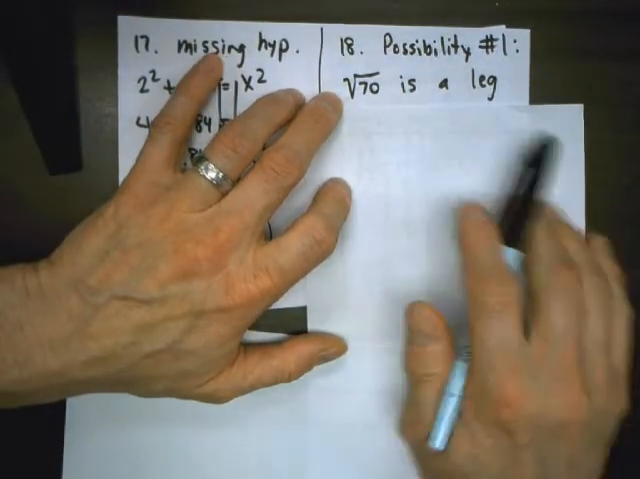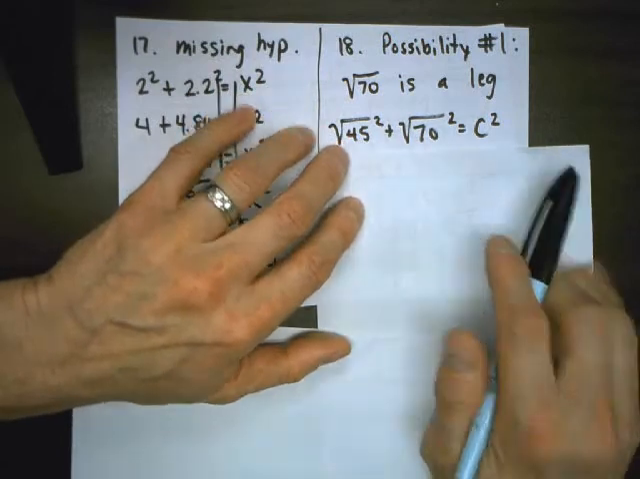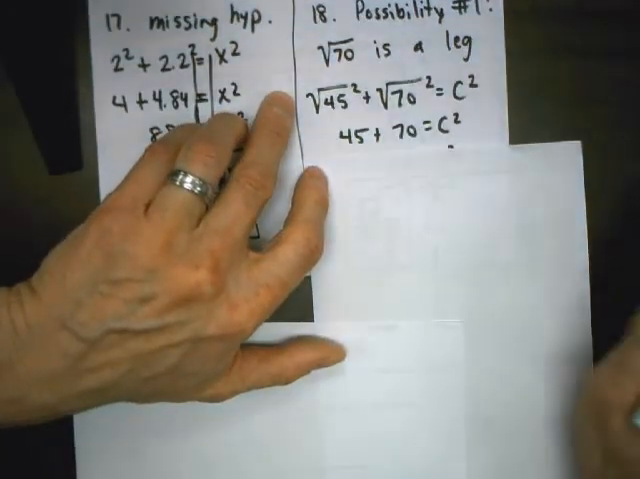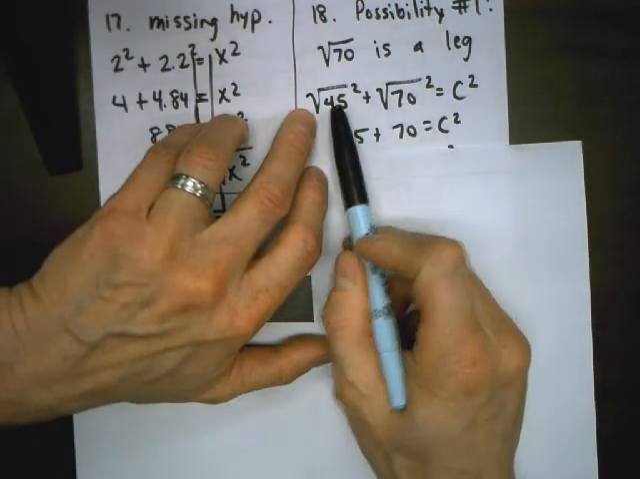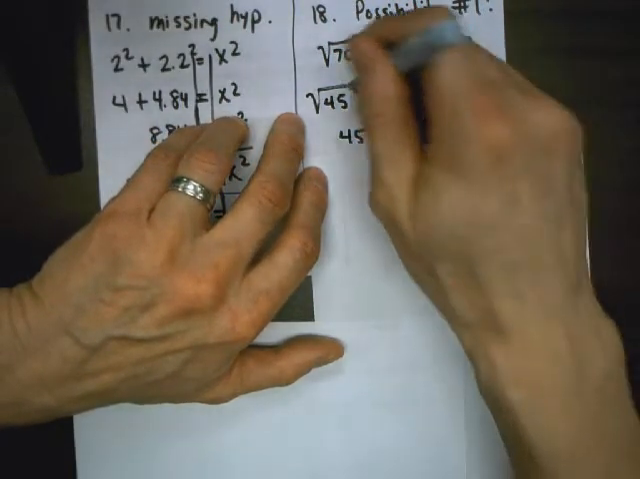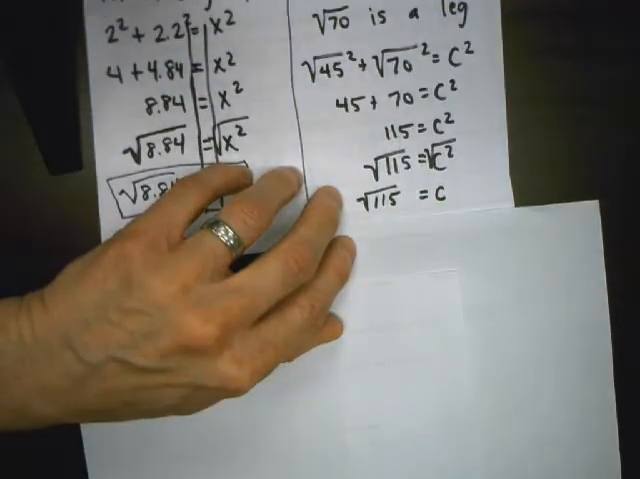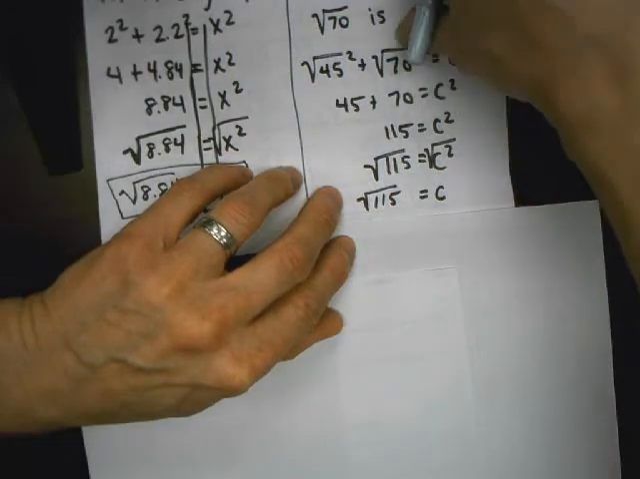What if rad 70 was a leg? If it was a leg and we were missing the hypotenuse, this would be our equation. I have two irrational numbers. I'm going to square them. They become rational like that. I don't do 45 times 45 because of that square root. I just do 45. I add these two. I take the square root. If that's not a perfect square, I give an exact answer in radical form.